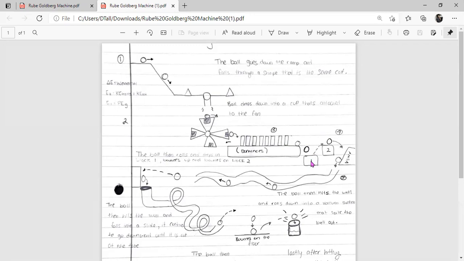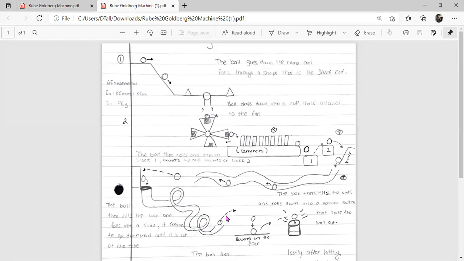The ball will then bounce off and go to base two, and then the ball will bounce off of base two and go to this base along the wall. It will then roll down this base into a vacuum suction tube, and this vacuum suction tube will take the ball, spit it out. The ball will hit the wall and drop down into a slide tube, tunnel type of situation. As it falls into the slide, it continues to go downwards until it is out of the tube.